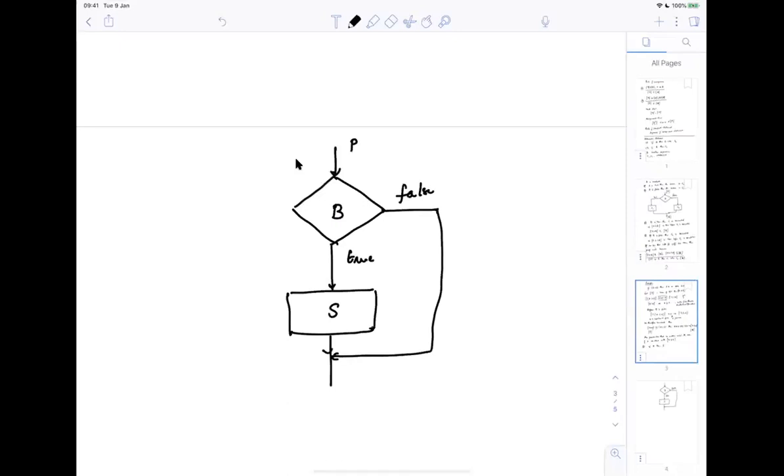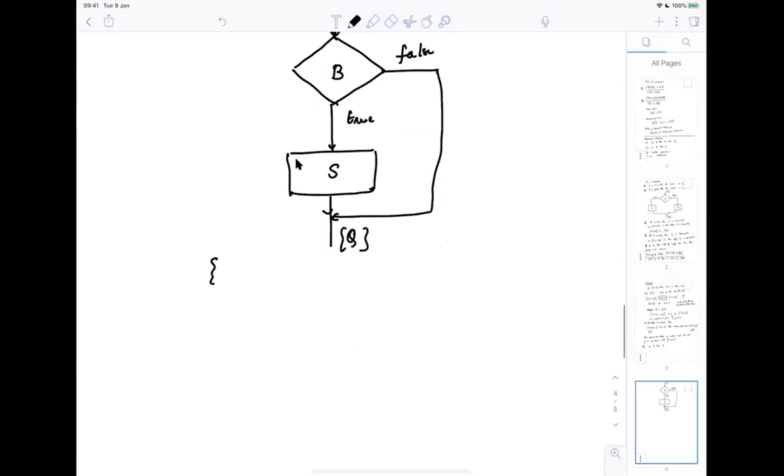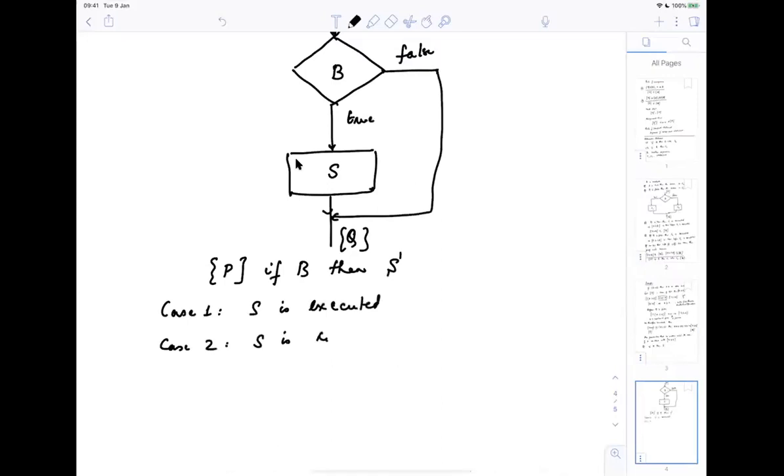So we start with P here, and it should lead us to the Q here, irrespective of what the statement is. So we're looking at P. We want to see how we can prove P if B, then S. Okay. So clearly there are two paths in this. Case 1, S is executed. Case 2, S is not executed.